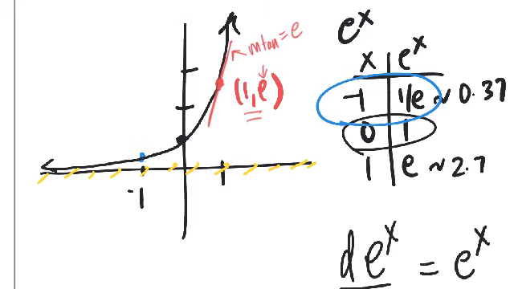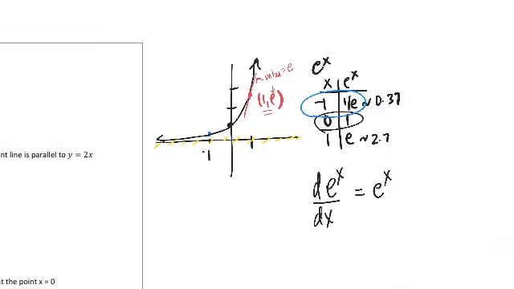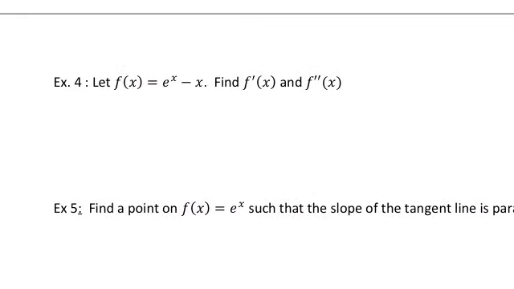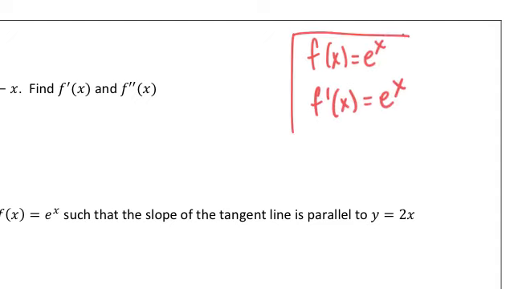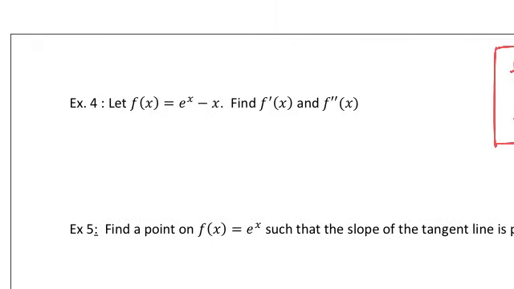So the f prime graph and the f graph look exactly the same for the exponential function. And so when we talk about a function like this, first let me just say if f of x is equal to e to the x, then f prime of x is equal to e to the x. The exponential function is its own derivative. So if you're looking at something which is an exponential and a polynomial mixed together, we can now just say it's a sum and difference.